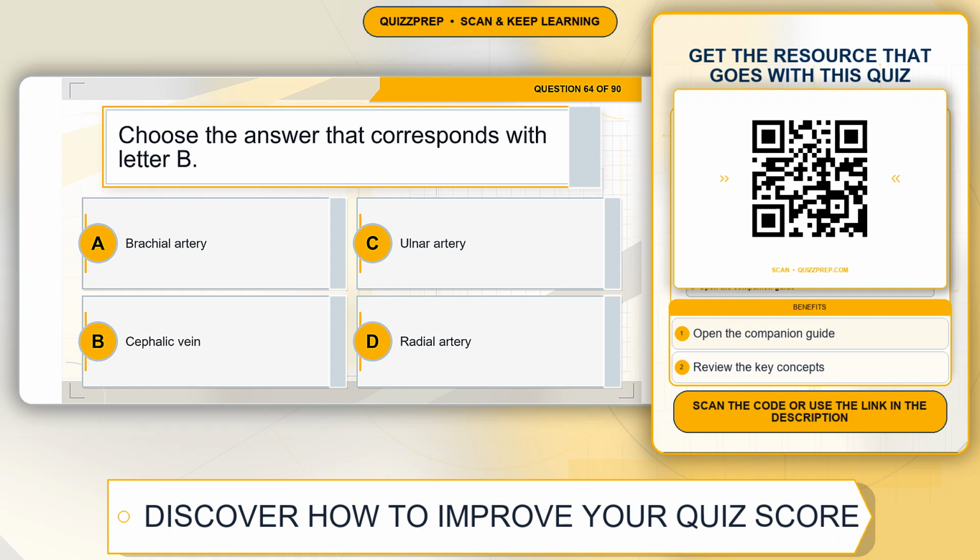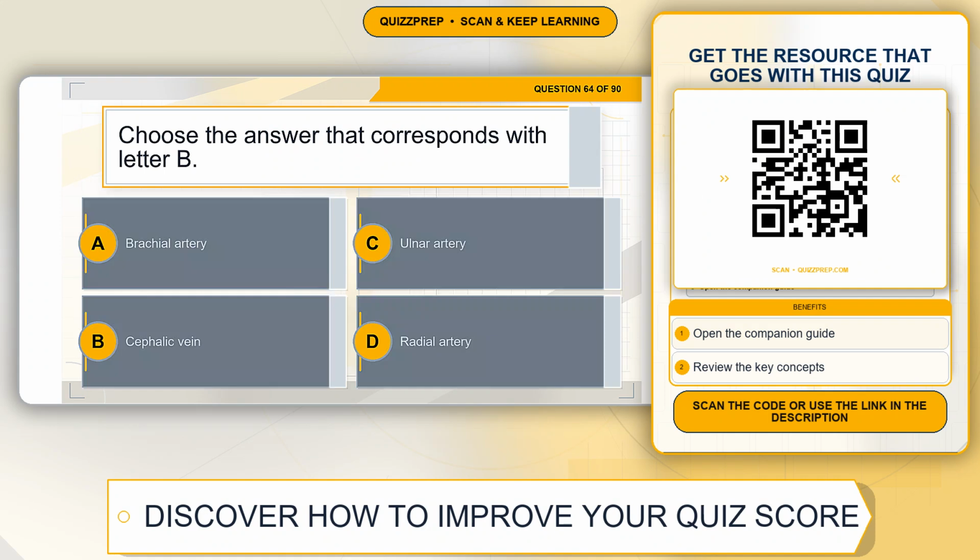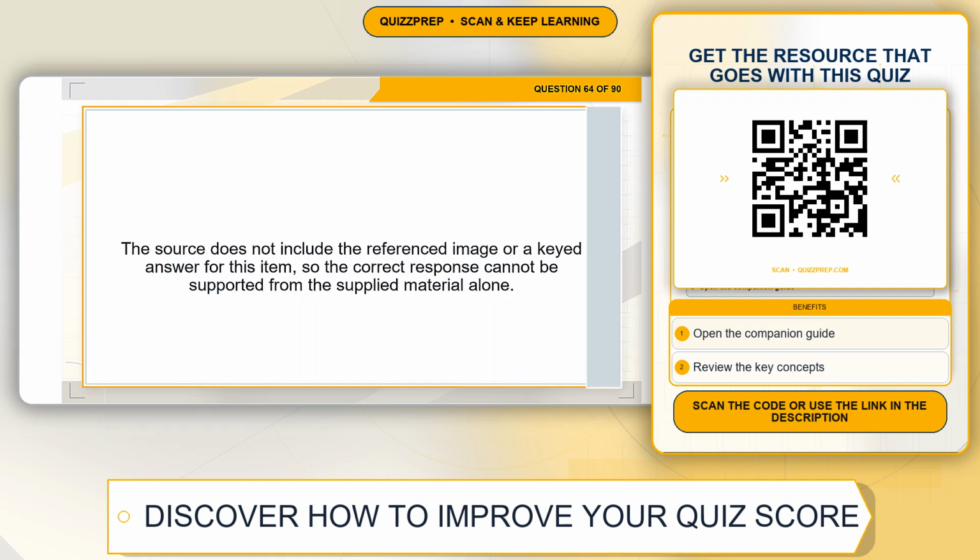Question 64. Choose the answer that corresponds with letter B. Option A, brachial artery. Option B, cephalic vein. Option C, ulnar artery. Option D, radial artery. The correct answer is not shown. Explanation. The source does not include the referenced image or a keyed answer for this item, so the correct response cannot be supported from the supplied material alone.